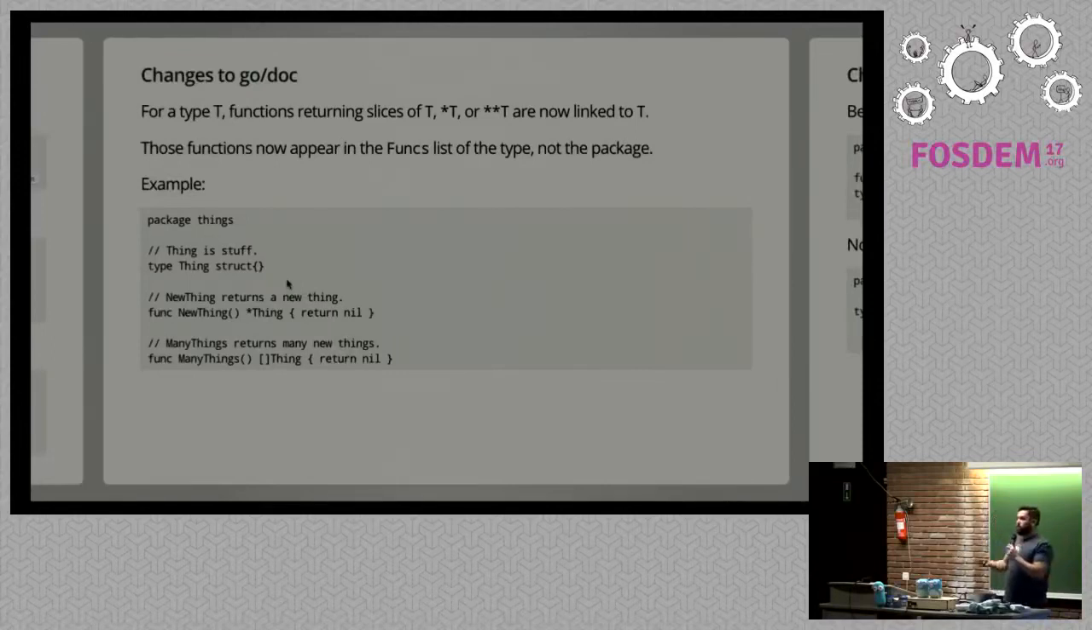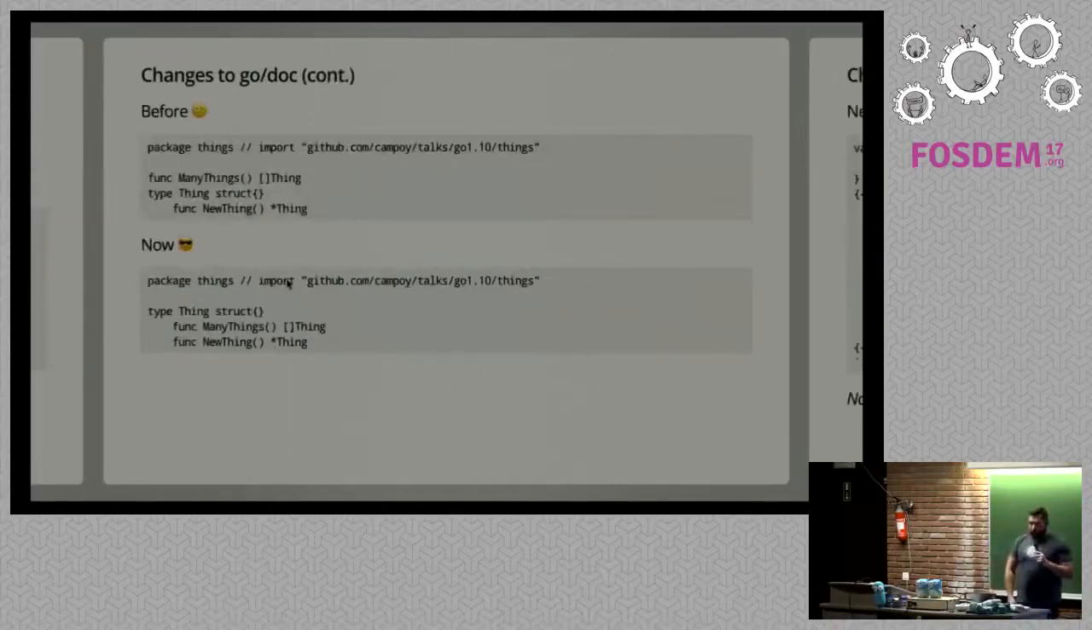Now it is. So in the documentation in GoDoc, you will see it slightly differently, which I think makes more sense. But also if you're using the GoDoc package, you will see that those functions, rather than appearing at the package level, will appear at the type level. So depending on that, that might break. But again, I think it's a change that totally makes sense. So before you would see func many things, which is completely related to the type thing. Now you will see the type thing has two constructors. One is many things and one is new thing. So it makes a little bit more sense.